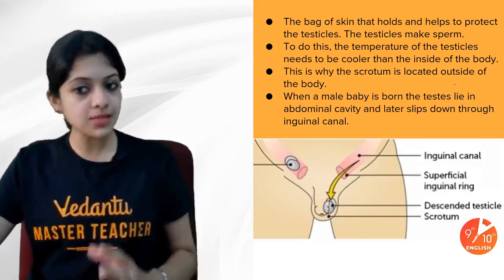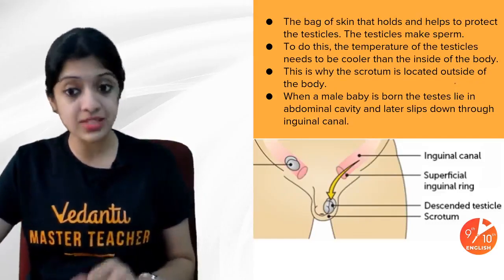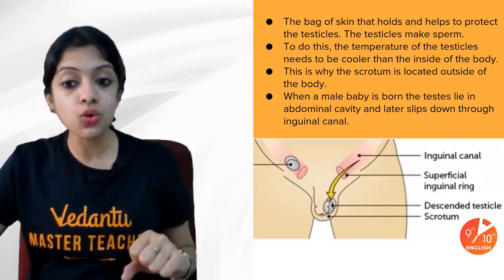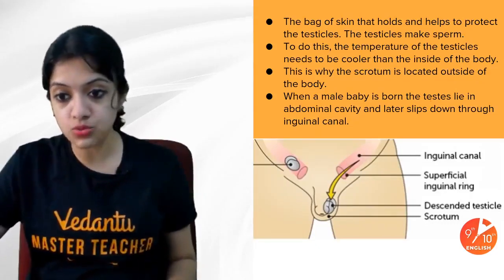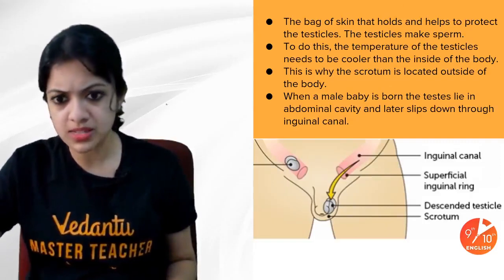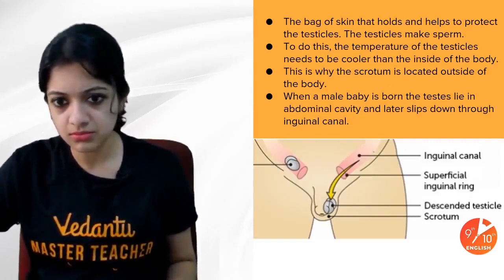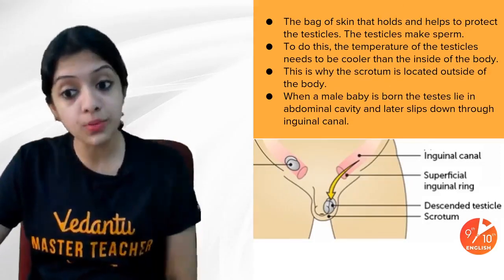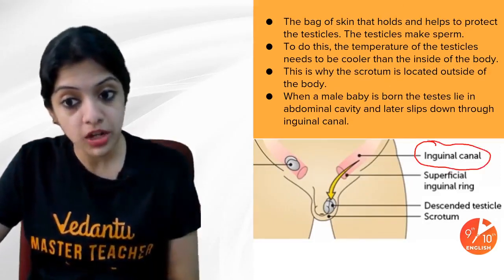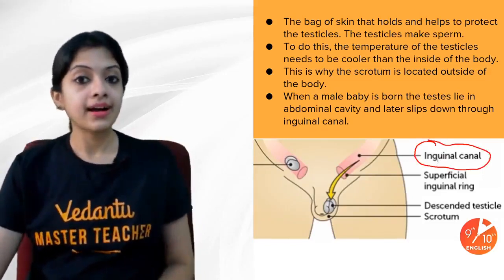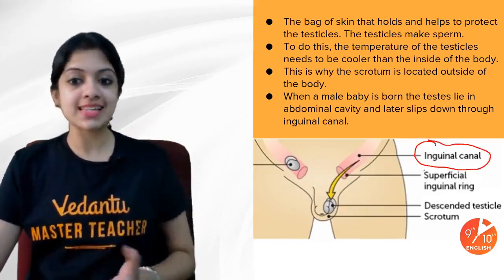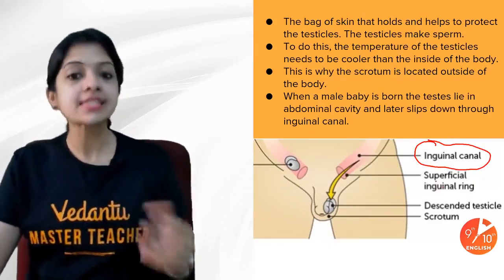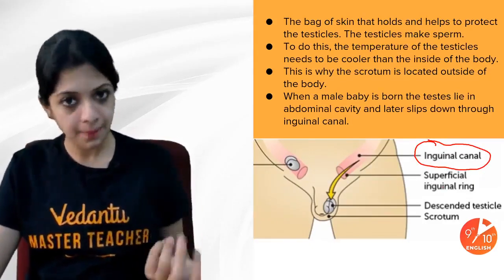So when a male baby is born, the testes lie in the abdominal cavity, but later slip down through what we call the inguinal canal. The inguinal canal is what you see in this image. Once a male baby is born, the testes slip down through this canal, because it is then that sperm production happens in males.